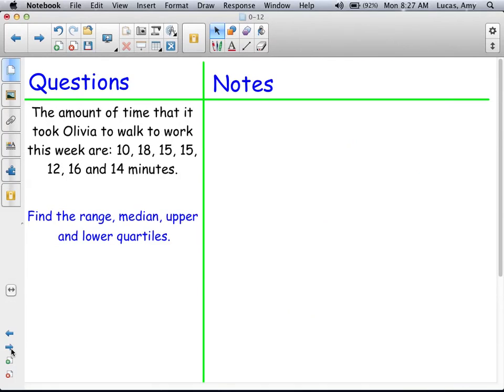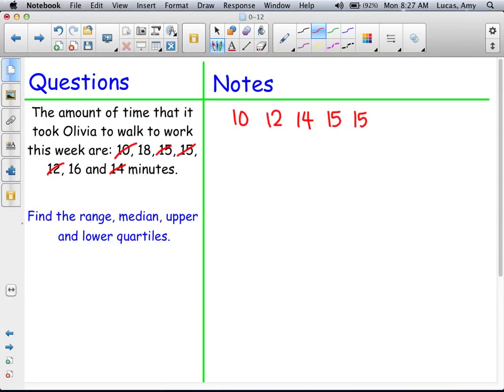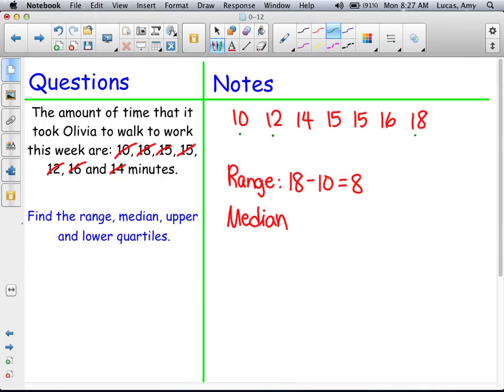One more example that looks like that. I'm going to put the numbers in order right away this time, because it seems to be a good idea anytime you're working with the median. Okay, the range. Highest minus lowest, 18 minus 10 is 8. The median, middle number, 1, 2 on each end, 3 on each end, gives me a median of 15.